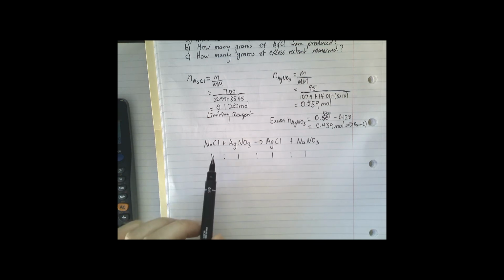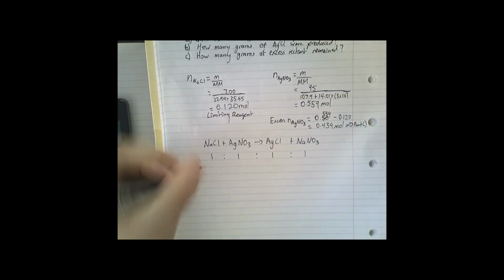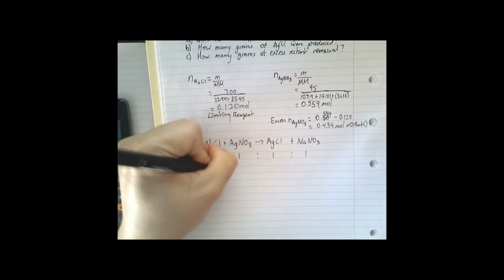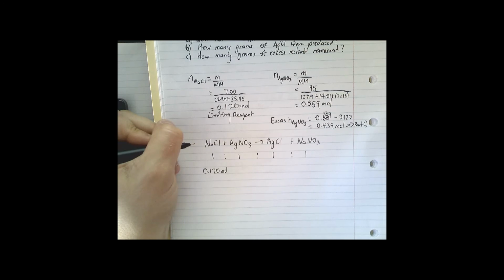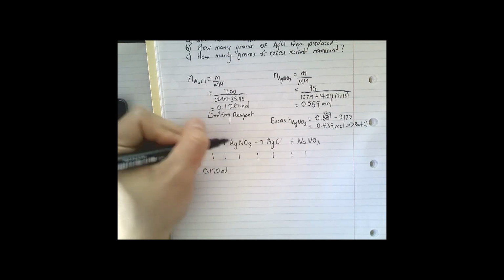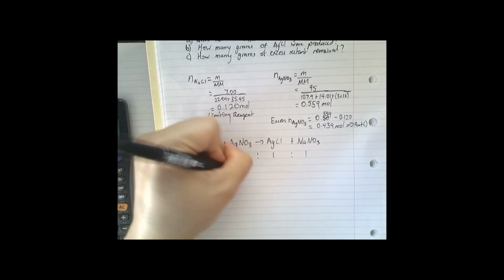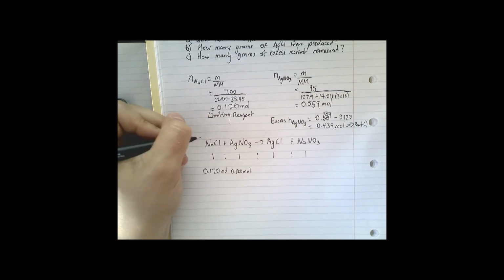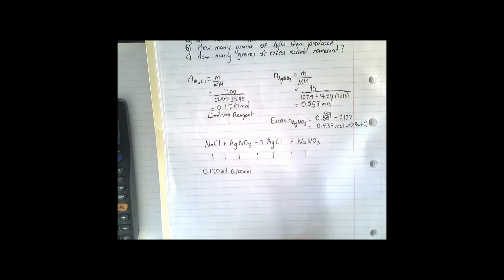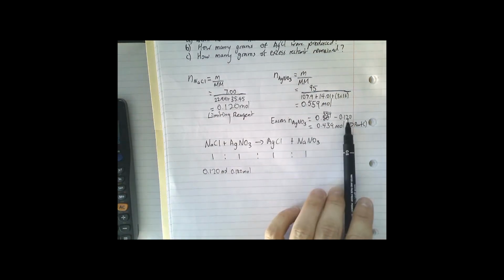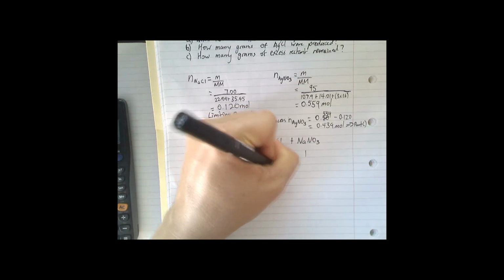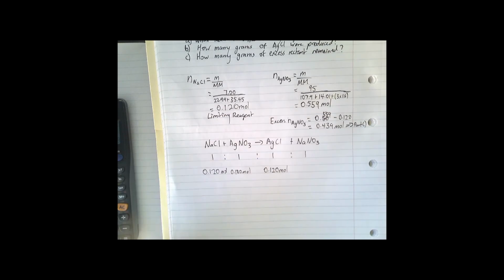Now, if I start looking at this being in a 1-to-1 ratio, what that means is if I have 0.120 moles of sodium chloride reacting with silver nitrate and it's in a 1-to-1 ratio, that means 0.120 moles of silver nitrate will react. And that's what we kind of already used here when we were doing this calculation over the side. But for silver chloride, what it will also mean is that there will be 0.120 moles of units produced at the end.